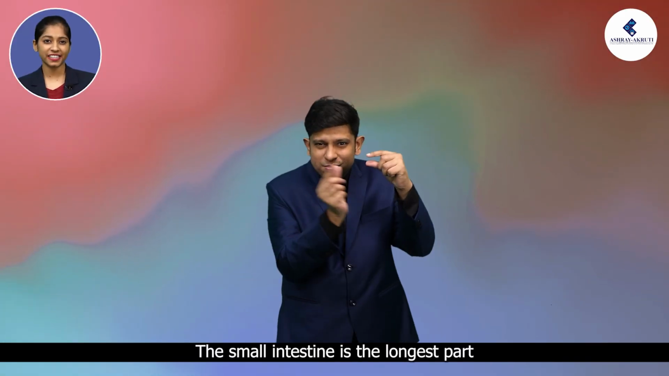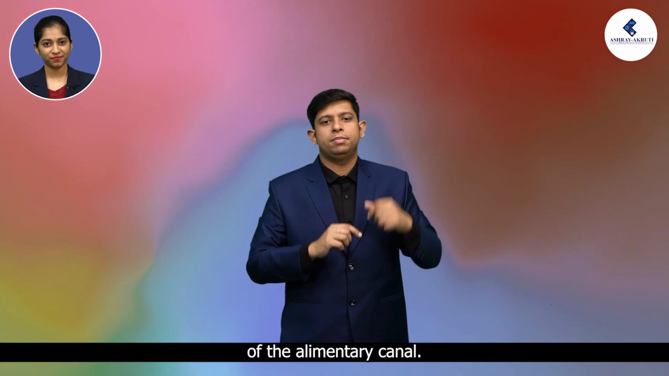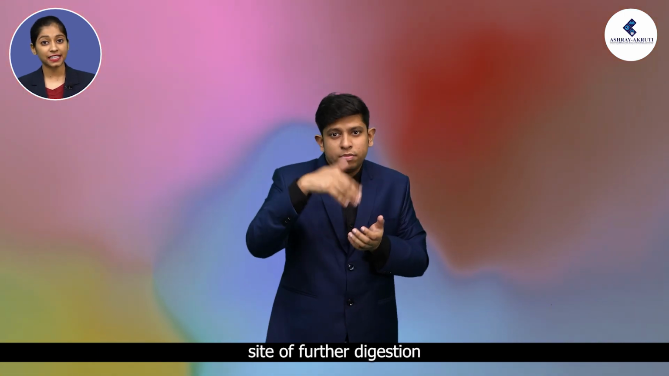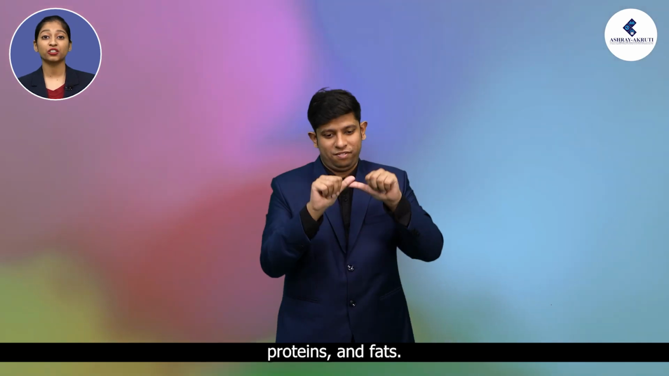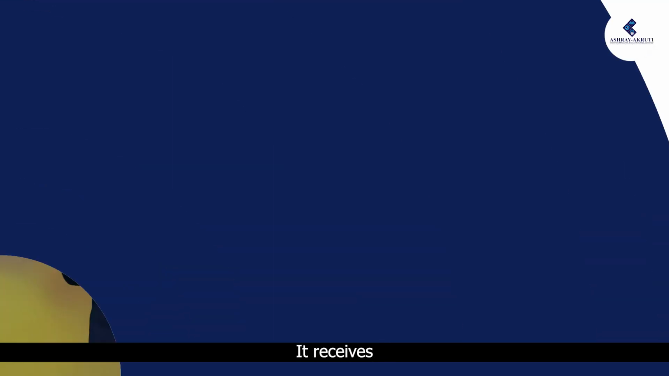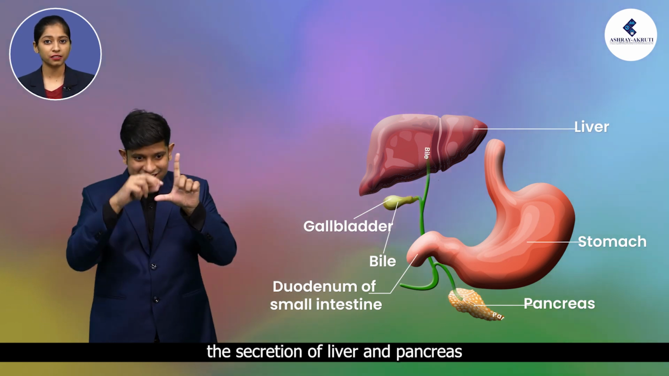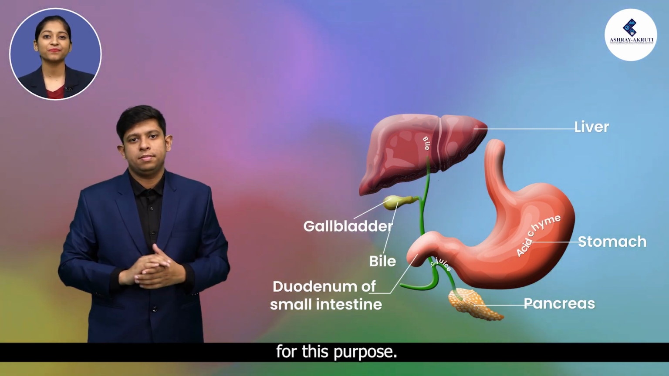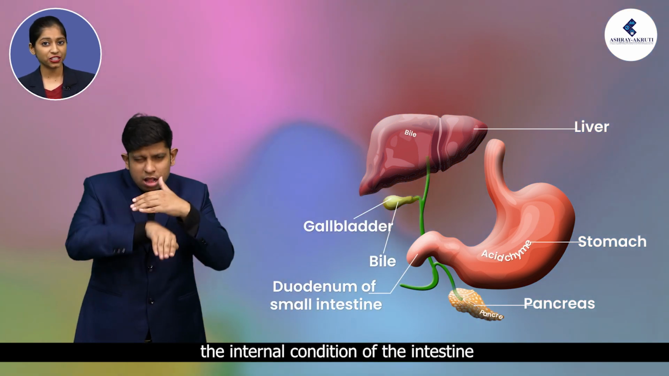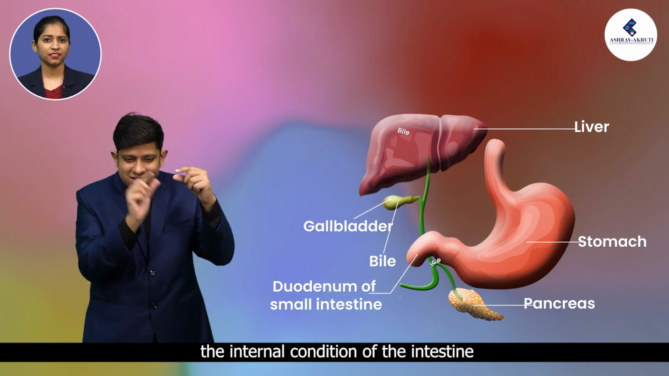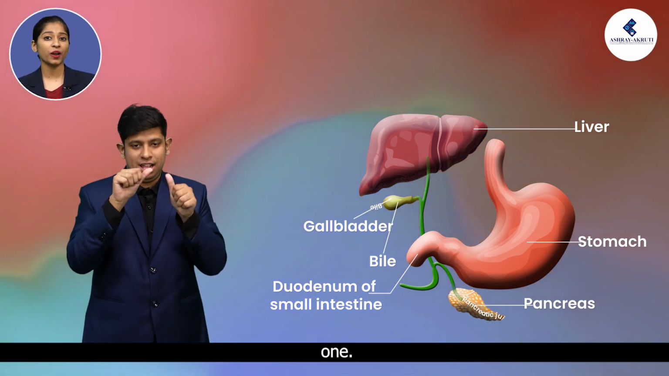The small intestine is the longest part of the alimentary canal. It is the site of further digestion of carbohydrates, proteins, and fats. It receives the secretion of liver and pancreas for this purpose. These juices render the internal condition of the intestine gradually to a basic or alkaline one.